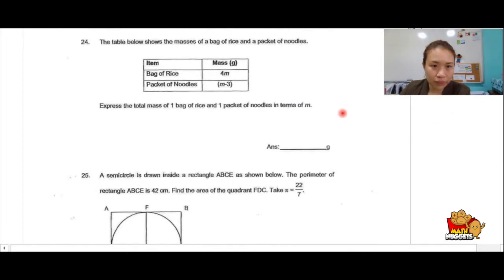Question 24. The mass of a bag of rice and a bag of noodles. We need to express the total mass of 1 bag of rice and 1 bag of noodles. So we just simply need to add them up. So 4m plus m minus 3. This gives you a total of 5m minus 3, in brackets.